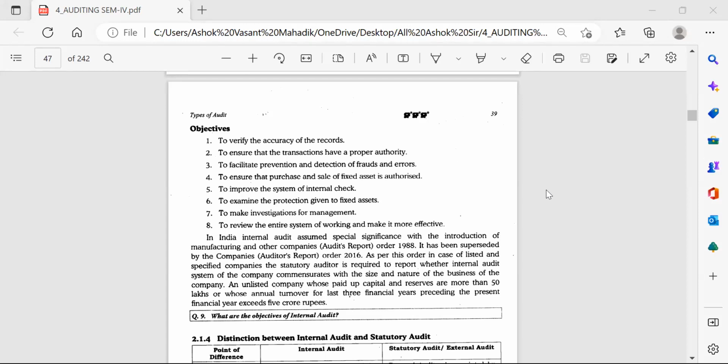Third, to facilitate prevention and detection of frauds and errors. So internal auditor will take such steps, will conduct such an audit that he finds out if any errors and frauds are there. Then to ensure that purchase and sale of fixed asset is authorized. Same as point number 2. To improve system of internal check.